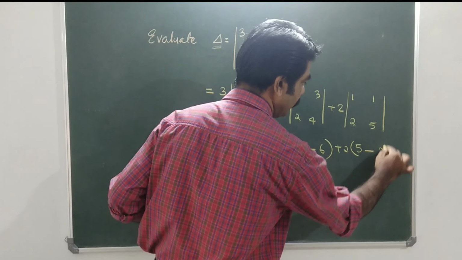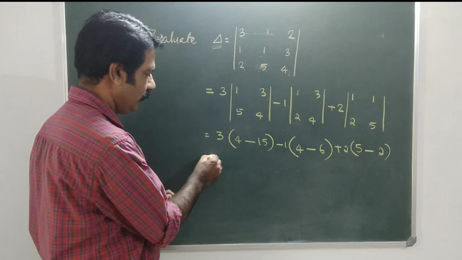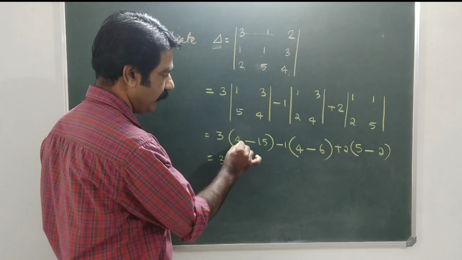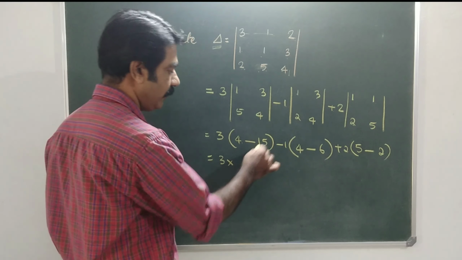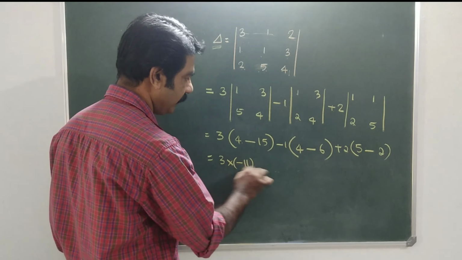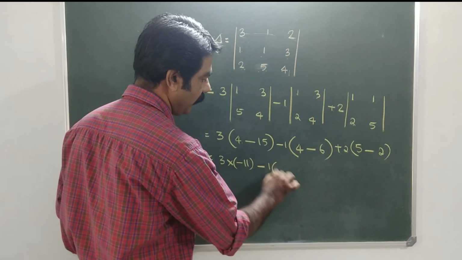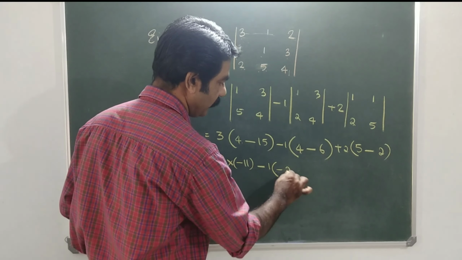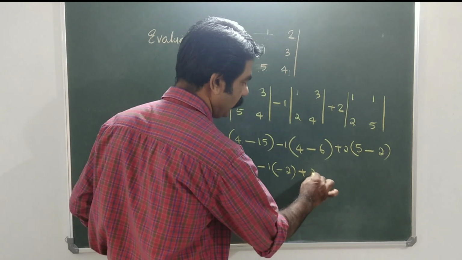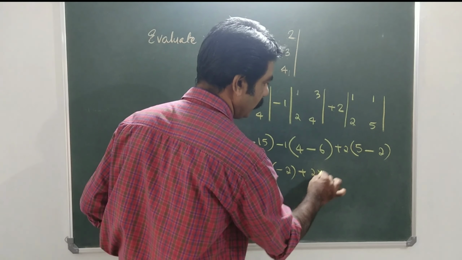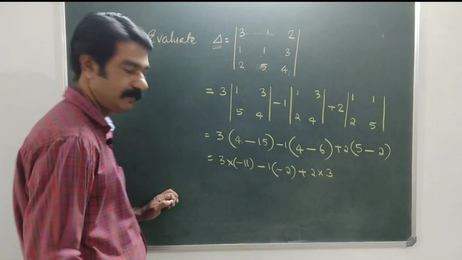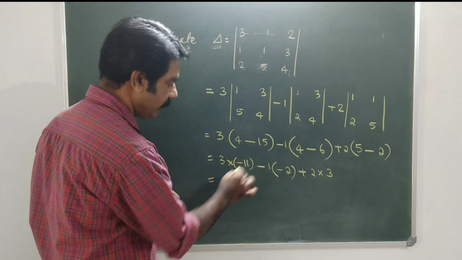2 into 1 is 2. Okay. That's equal to 3 into, what is 5 minus 4 minus 15? 4 minus 15 is minus 11. Minus 1 into, what is 4 minus 6? It is minus 2. Plus what? 2 into, what is 5 minus 2? 2 into 3. Okay.